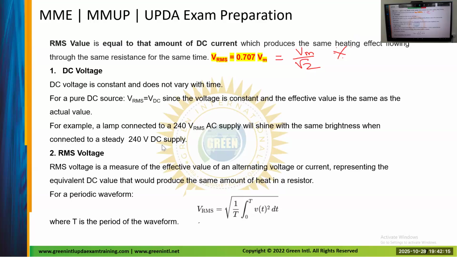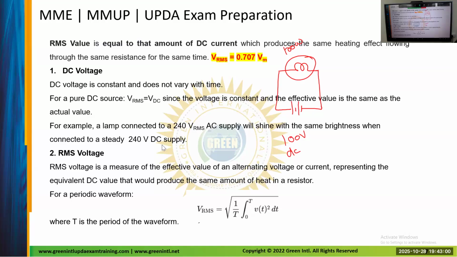Okay, now we know how to calculate the RMS voltage. But what is the meaning of the RMS voltage? For example, we take a lamp, say a 100 watts lamp, and we give it 100 volts from a DC supply. So the lamp is connected with the 100 volt DC supply. What will happen? The circuit is closed, so the lamp will produce some bright light energy.